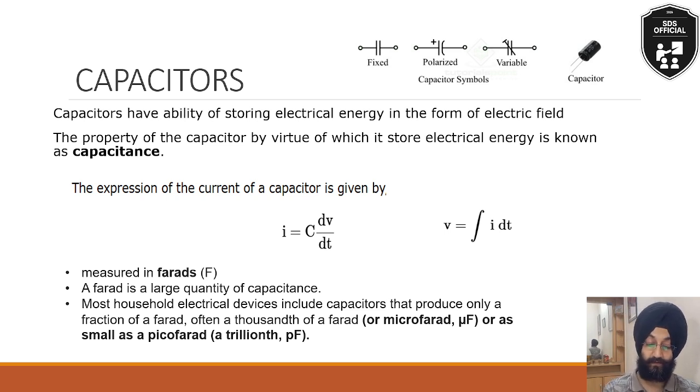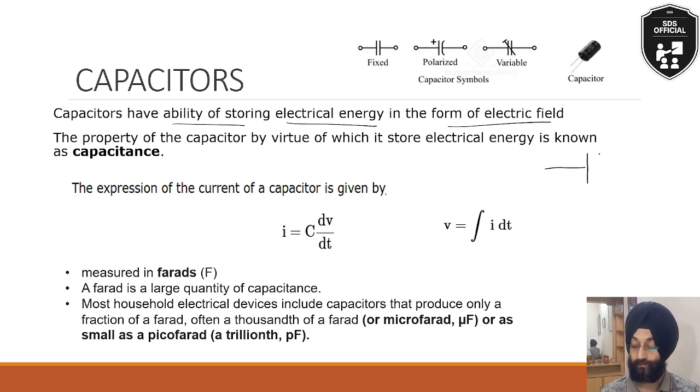So capacitors have the ability of storing electrical energy in the form of an electrical field. How do they store it? Let us say there are two plates of a capacitor. This is the symbol of a capacitor, and it has two polarized plates, a positive plate and a negative plate. So what will happen when we apply a voltage to this?